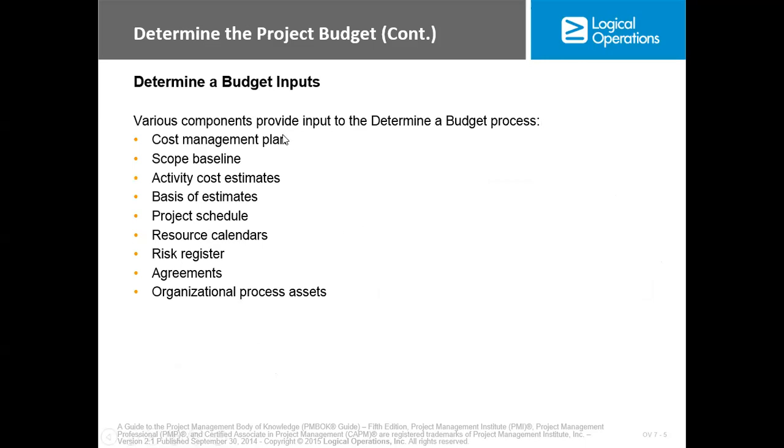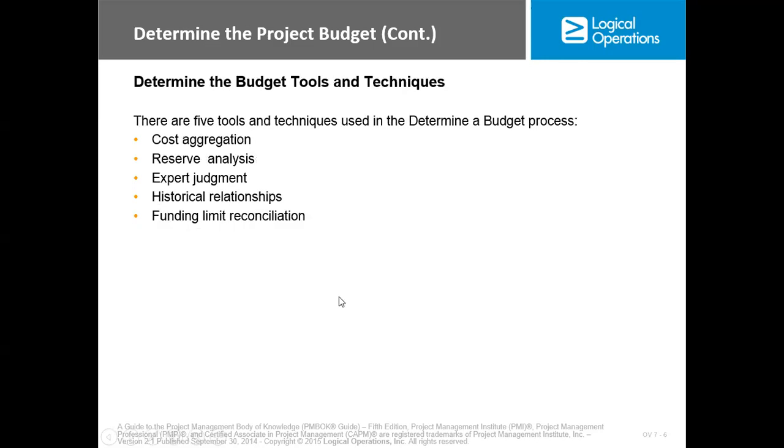Some of these things have already been stated, like the cost management plan. We've talked about scope baseline, activity cost estimate, basis of estimate is treated in our past listing. Then the project schedule we also dealt with. Resource calendar has to do with timing of the people, though we've talked about it earlier. Then risk register, we'll talk about it further. Then the agreement has to do with contracts and other things. Then organizational process assets we'll be having.